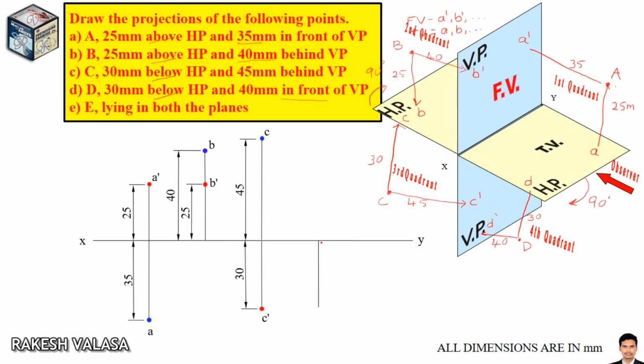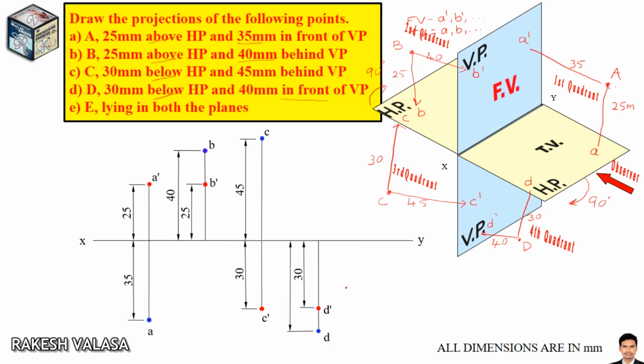Locate one more point here. Draw the 30 mm below the HP. This name is D dash. 40 mm in front of VP. So from the XY, draw the 40 mm. Give the dimension 30. D point, this 40 mm.